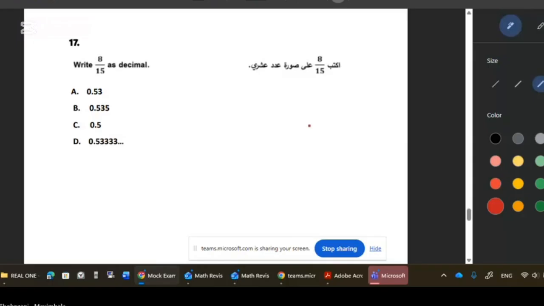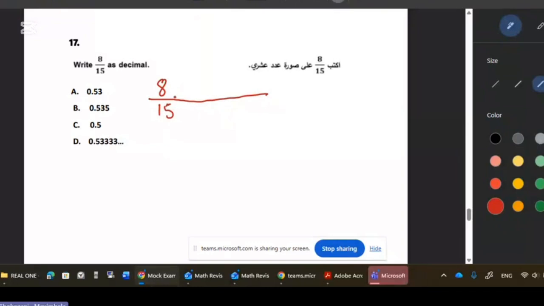Now, let's start. It says C. Yusuf Ibrahim went to answer C. How do you find the answer? So now we are going to say 8. I'm going to draw a long line over 15. Can 15 go into 8?